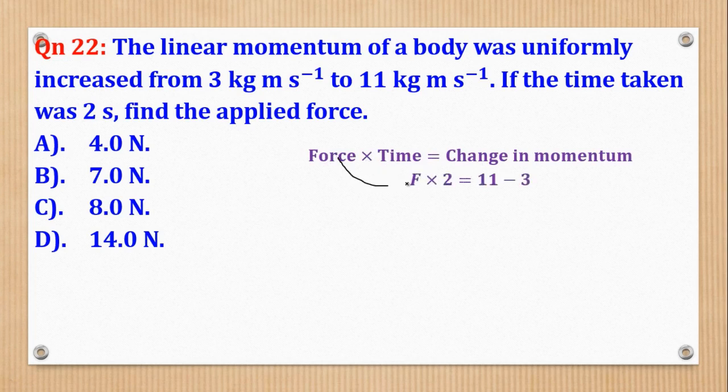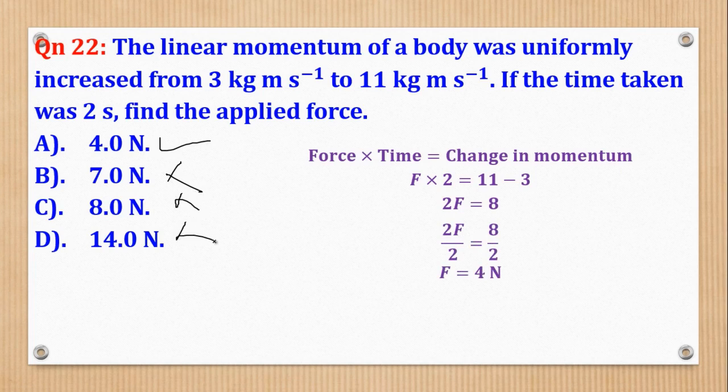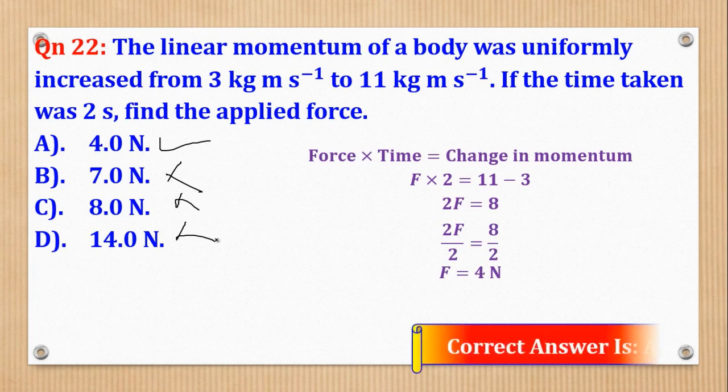Therefore, force is what we want. Time was 2 seconds, and change in momentum, remember, it was from 3 to 11. So the change will be 11 minus 3, which gives you 8. Now realize it is only F which is the unknown. So how can we make it the subject? By dividing both sides by 2 to give you 4 Newton. So this is okay, this is not okay, not okay, not okay. So the correct answer is A.